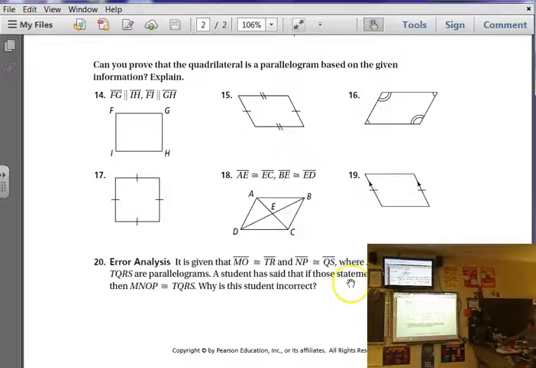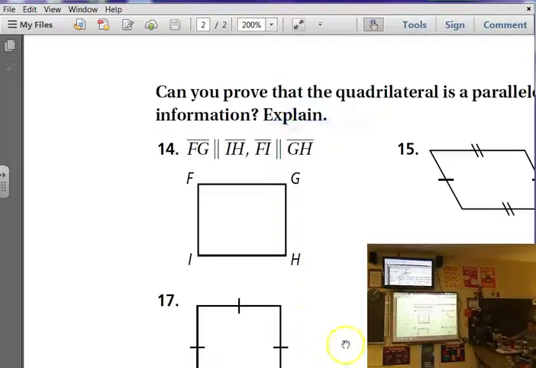It's given that MO is congruent to TR and NP is congruent to QS, where MNOP and TQRS. Man, gotta draw a bunch of stuff.